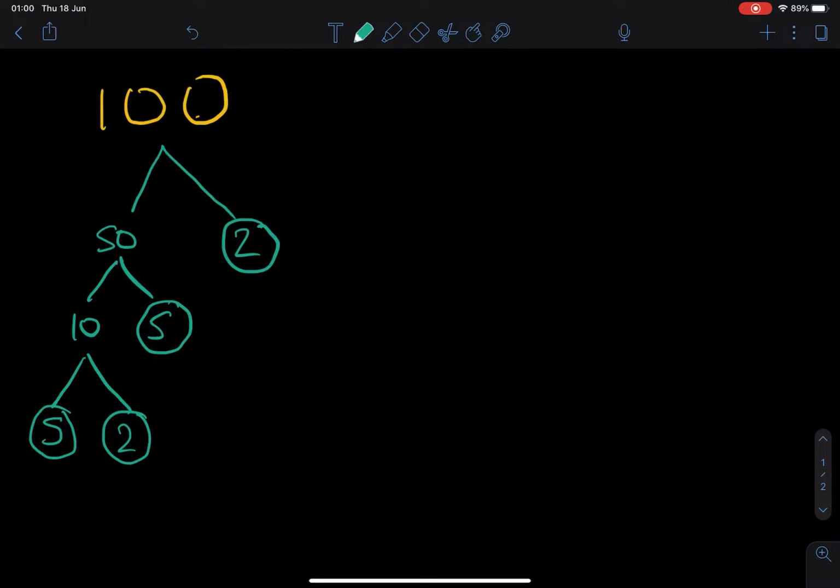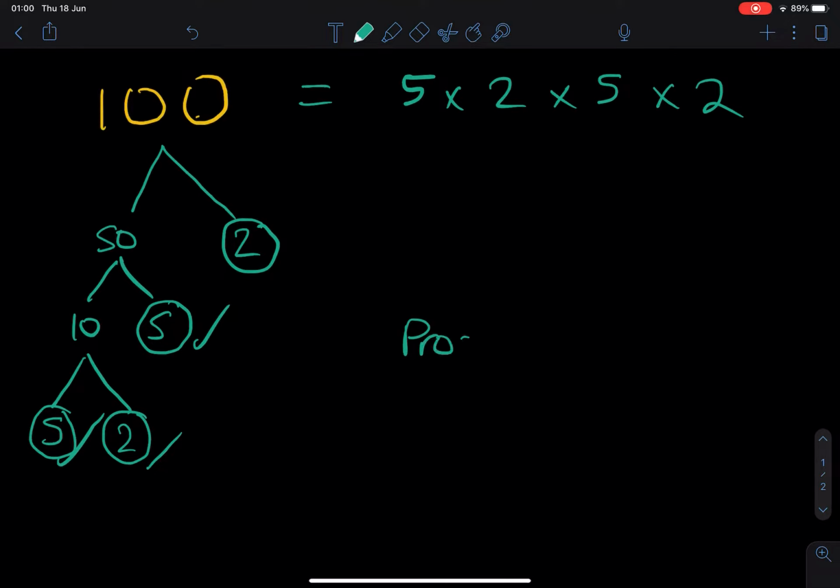Once you've done that, all you do is write equals, and all of these circled numbers, you just write in a nice sentence and multiply them by each other. So 5 times 2 times 5 times 2. This is when you break down into the product of primes.